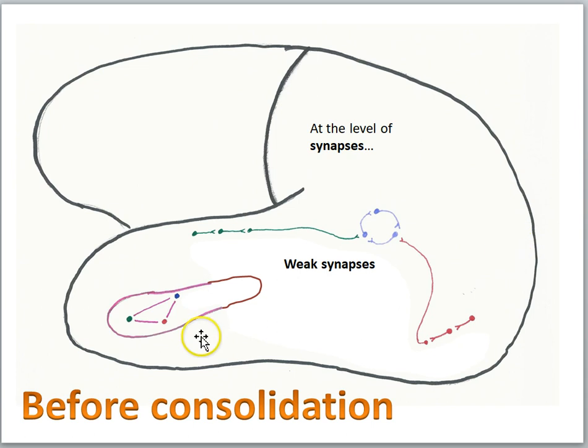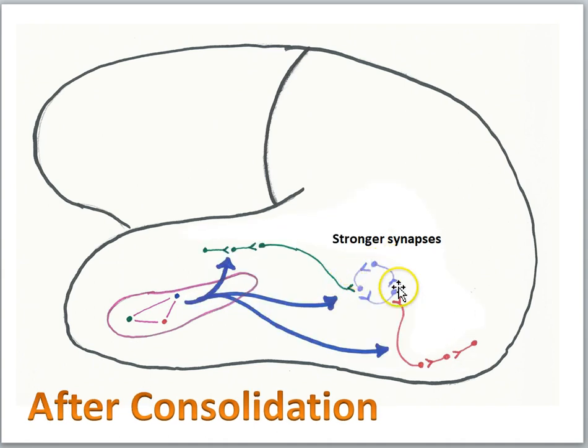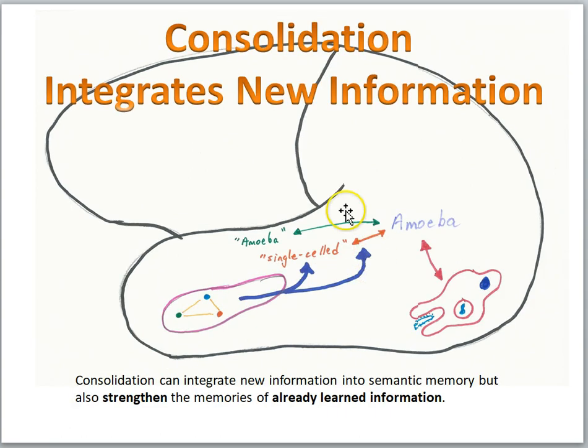At the level of synapses, early on we have a strong memory trace in the hippocampus, but weak synapses in the cortical neurons that processed the learning episode. After consolidation, those cortical synapses are strengthened by an LTP phenomenon. So consolidation integrates new information into the semantic memory system. Every learning episode happens as an episodic learning event. And now we may forget the circumstances of learning, but if consolidation has happened successfully, we will be storing new information into our semantic memory system. And in fact, we can just strengthen information that's already there.